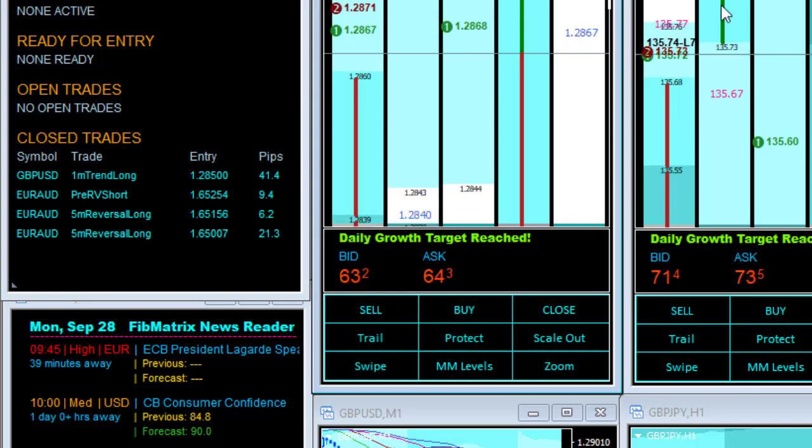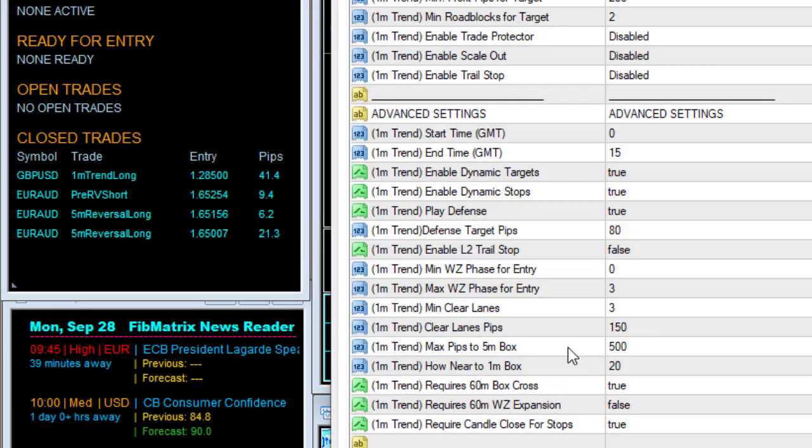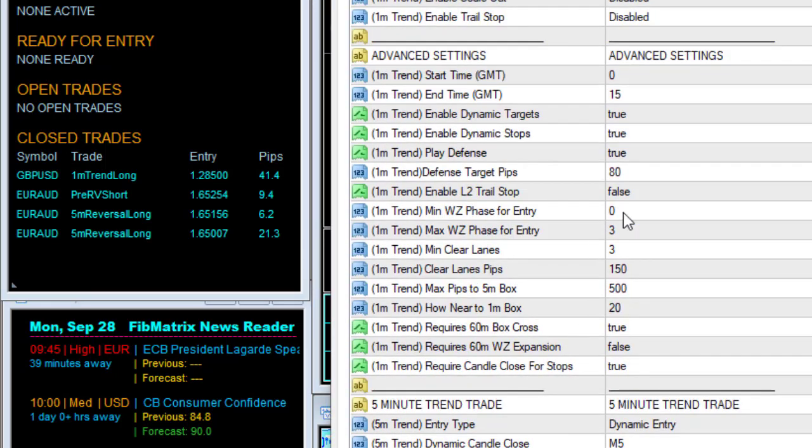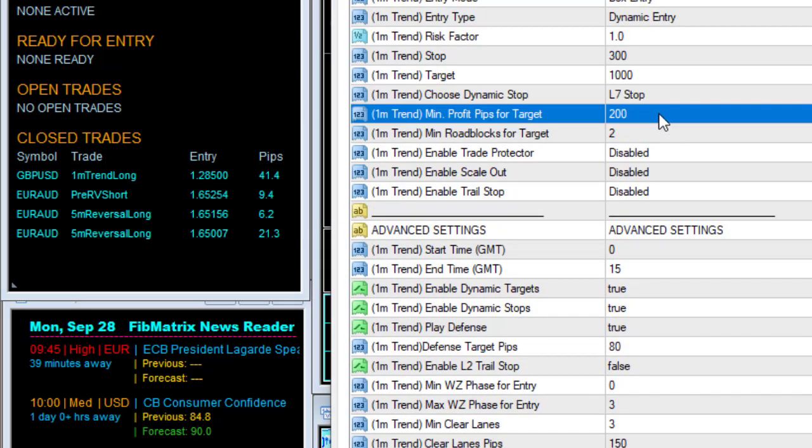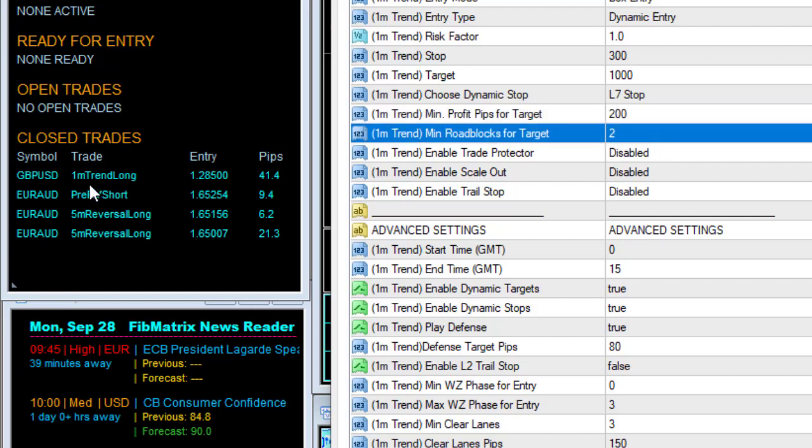Minimum profit pips for target, Taryn. That's basically on the trends. This one is set to, after 20, look for a 2. So here's a 1-minute trend we had last night. It went from 128.50, and then it went up, but it was looking for a 2-column roadblock. But it couldn't look for it till after 20. It was up 20, and it didn't find one until it was up 41 pips. That was the next 2-column roadblock.